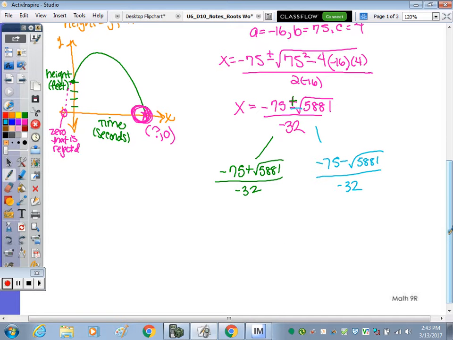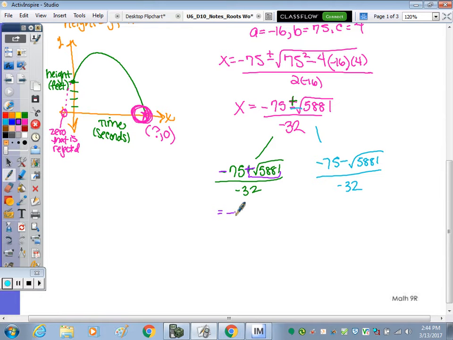Can anyone tell just by looking at it which root is going to be rejected because it's negative? The green or the blue? Yeah. Green. Which one? Think it's blue? Think it's green? Well, this one is a negative plus a positive. Is this number larger than 75? Yeah, so this will end up being positive over negative, which is going to give us a negative answer. So we'll have to reject that one.